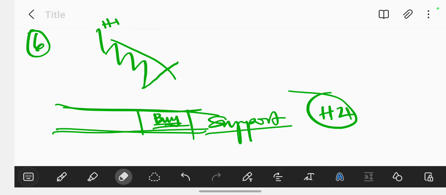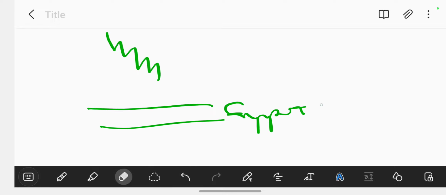So here is how you should do it. Here's how you should do it, guys. We're going down, support on a higher time frame, either H4 or daily, depending on which time frame you're looking at. If I'm looking at M15s, the higher time frame can be H1. So this is the trend line.